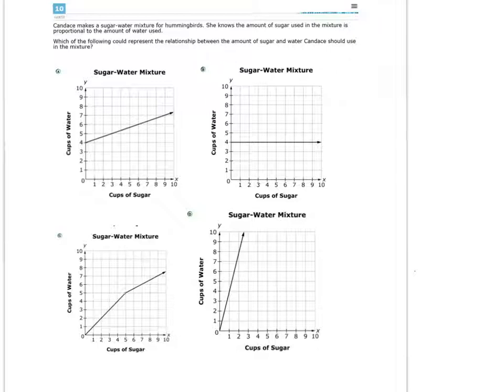Now for question 10, Candace makes a sugar-water mixture for hummingbirds. She knows the amount of sugar used in the mixture is proportional to the amount of water used. Which of the following could represent the relationship between the amount of sugar and water Candace should use in the mixture? I do want to point out they are specifically stating that this is a proportional relationship, so you are looking for a graph that shows a proportional relationship.